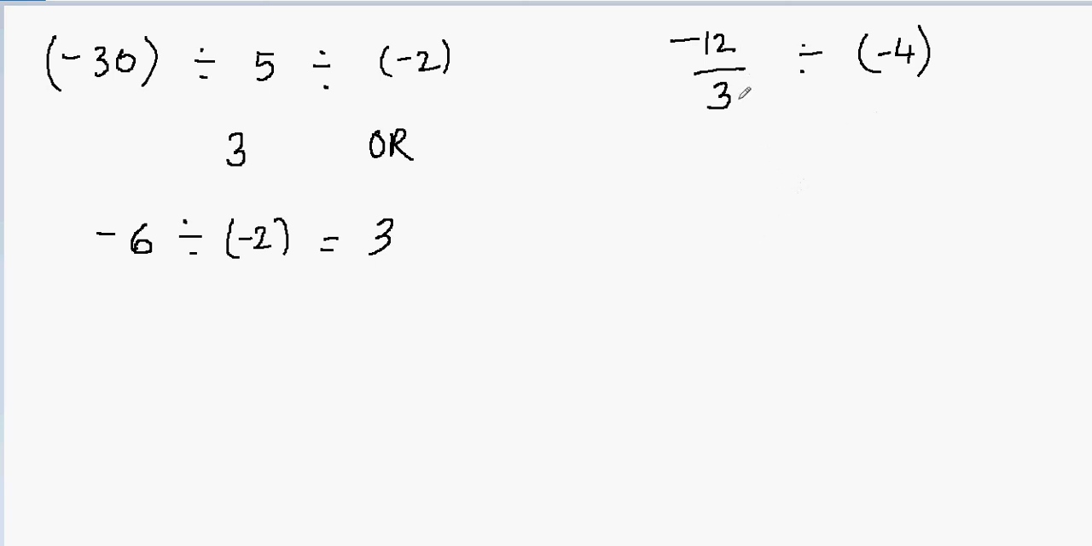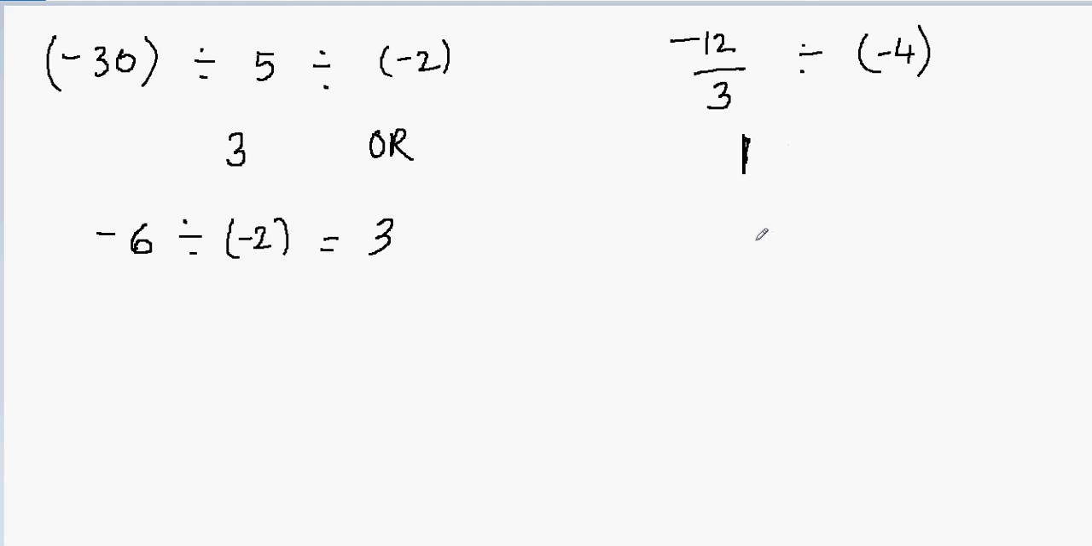Now I have to just divide. So I'll divide starting from left and then move to right. 12 divided by 3 will give me 4. And then 4 divided by 4 will give me 1. So my final answer will be 1. And I don't have to worry about the signs because my answer is positive.